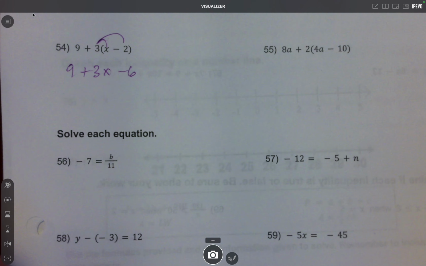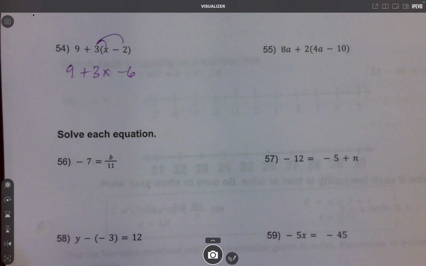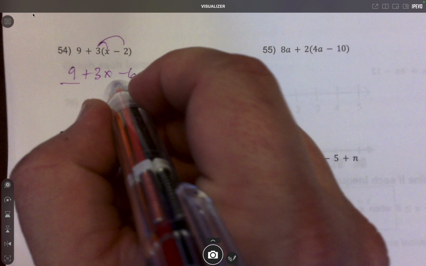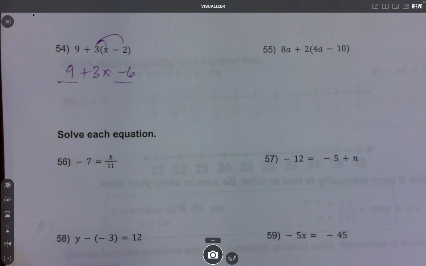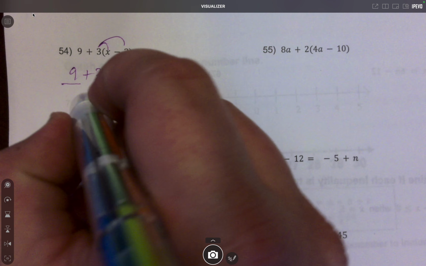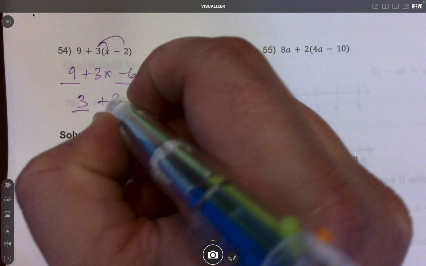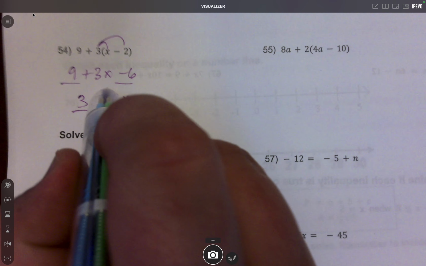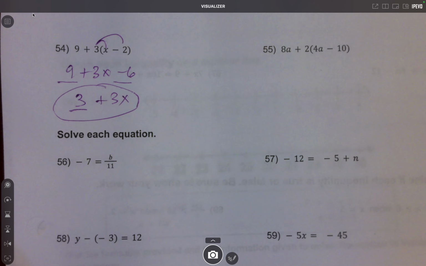Now that we've done the multiplying and all we have is adding and subtracting, we can combine like terms if there are any, which there are. There's the constant 9 and the constant minus, or you can think of it as -6. So 9 minus 6 is 3. I'm just underlining it so you see where it's coming from. And then the 3x has no like terms, so it just stays as it is.